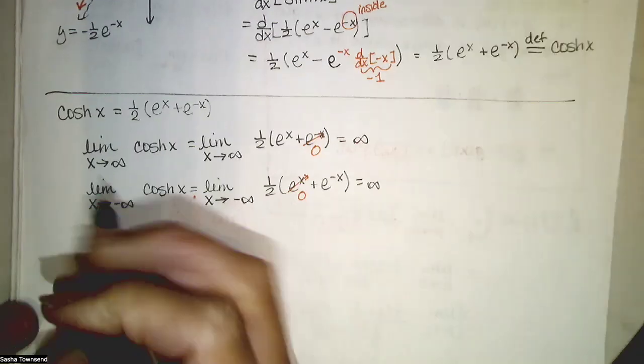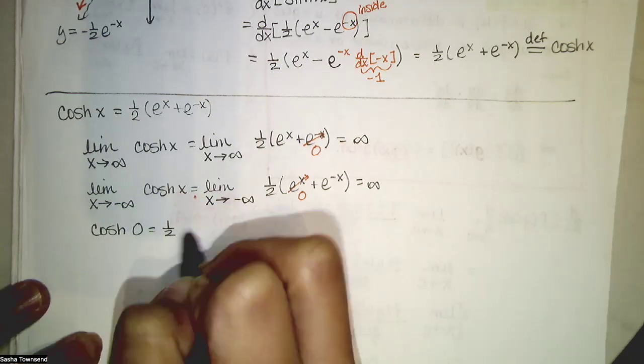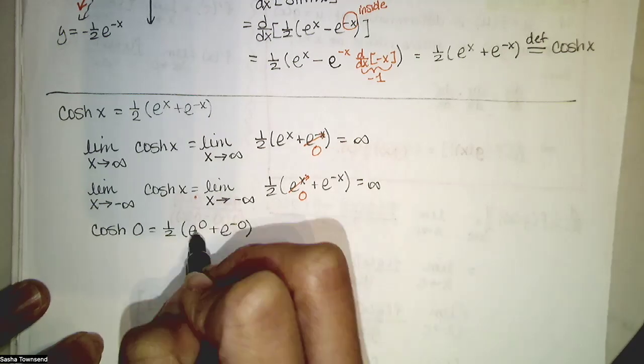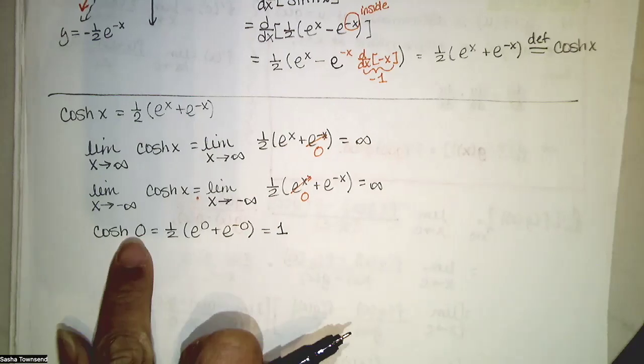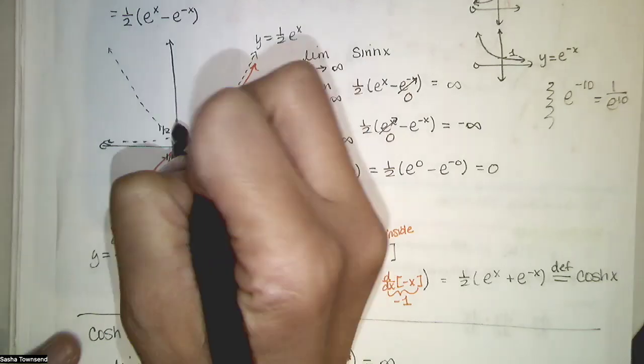And then if we evaluate this at x equals 0, we've got 1/2 times e to the 0 plus e to the opposite of 0. That's just 1 plus 1, which is 2. 2 times 1/2 is 1. So the hyperbolic cosine of 0 is 1, just like the cosine of 0 is 1. So it makes it really easy to remember.